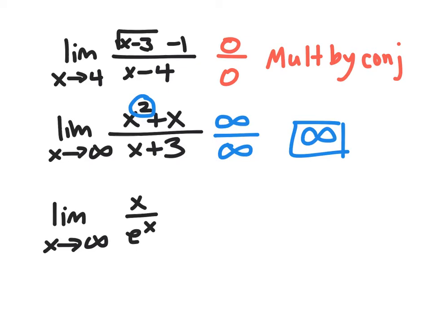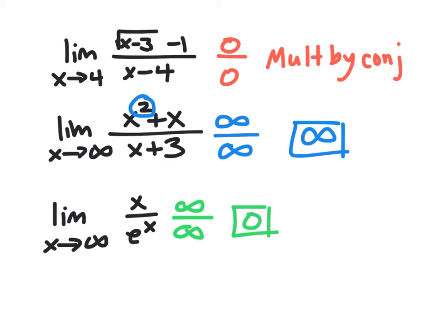And then on the third one here, we can say something similar. It's not exactly comparing the degrees, because e to the x is not a polynomial. However, e to the x grows much faster than x does. And so this is again infinity over infinity, but the infinity in the bottom is growing way faster. And so this one is actually going to 0.